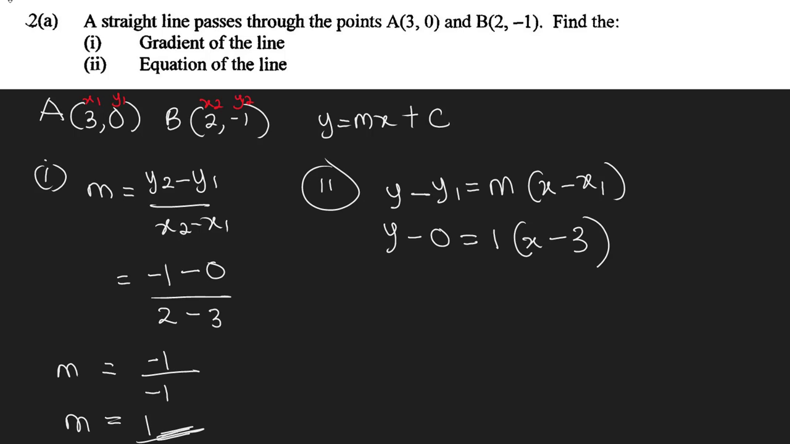So this is actually y minus 0, which is the same thing as y, equals to, open this bracket with 1. 1 times x is x, minus 1 times 3 is 3. So this is the equation of this line. Y is equal to x minus 3. Very simple. Let's move to the next question.